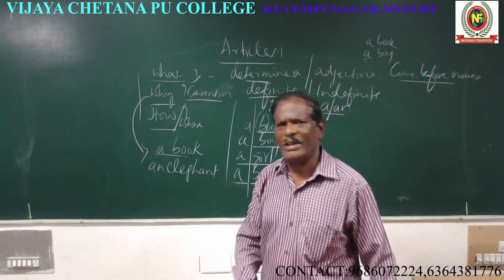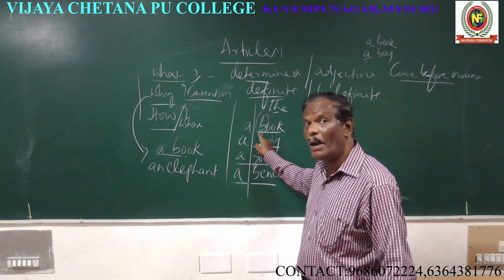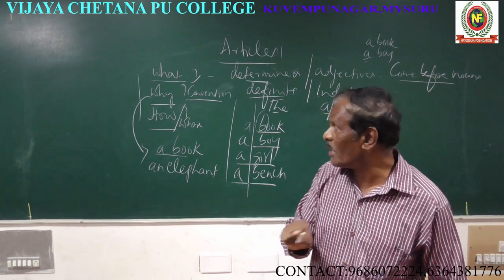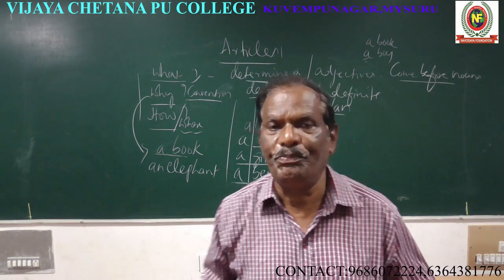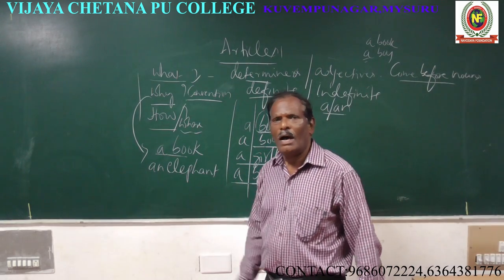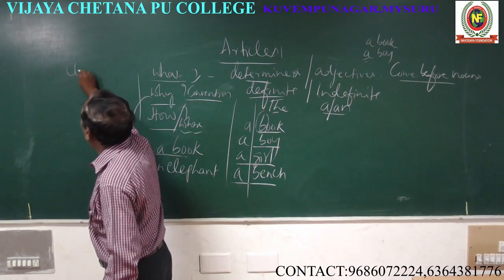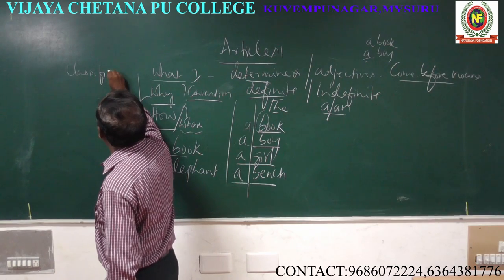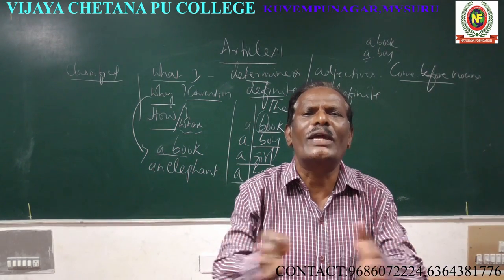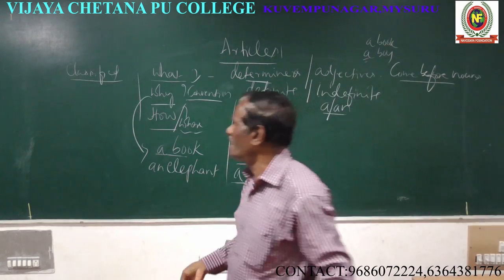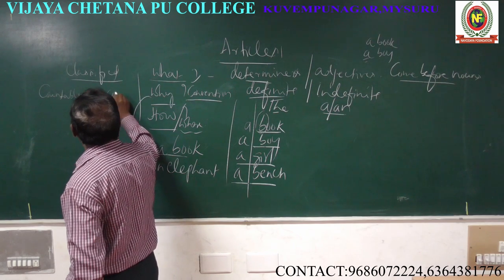So we can make it a rule that if a noun is a singular, countable noun, we use A. This is very important. Where do we use articles? Here we have to learn a little more elaborately. Articles are not used before all nouns. All the things that we see around us can be classified broadly into two categories: countables and uncountables.